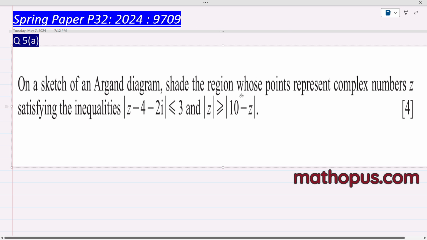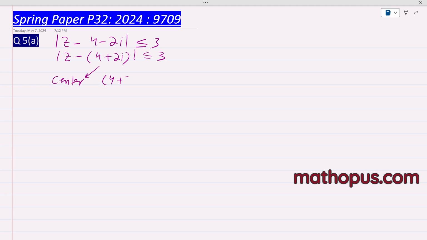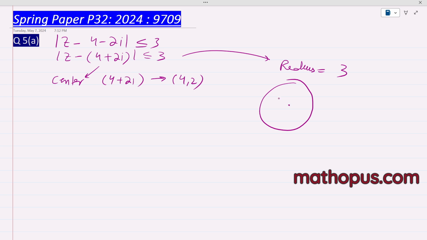Let's draw them together. The first thing is the circle. We know that modulus of z minus 4 minus 2i is less than or equal to 3. We can take minus common. After taking minus common, whatsoever is inside the bracket, this is the center of the circle. So the center of the circle is 4 plus 2i, or you can say the center is 4, 2, and the radius of that circle would be 3. It means we are supposed to draw a circle with center 4, 2, and all the points inside that circle are your required locus. This is condition number 1.